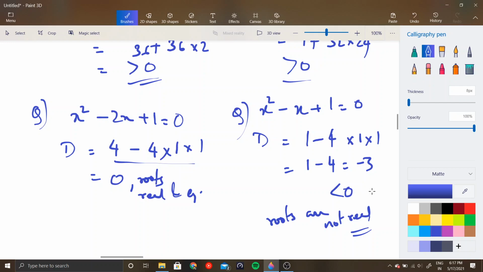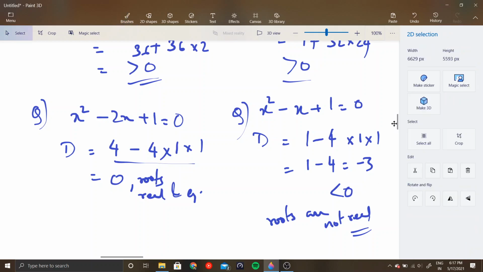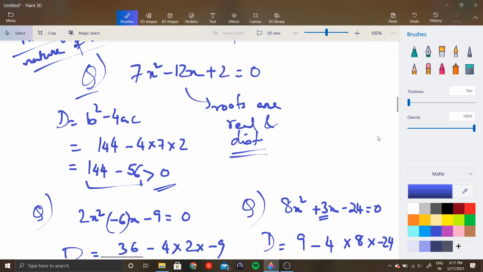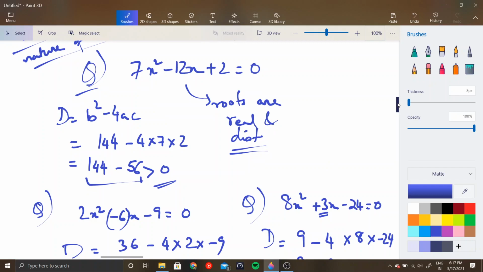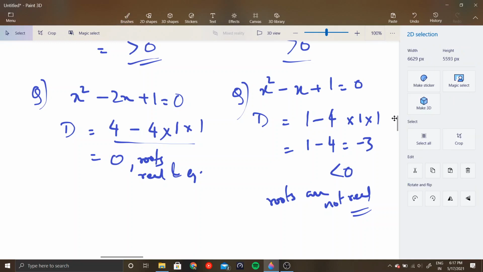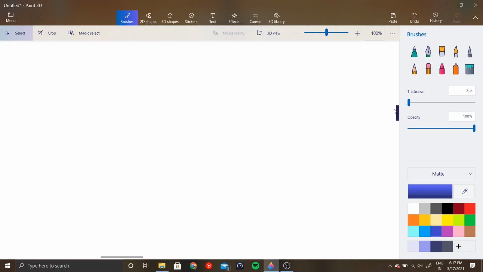Okay. So you have solved all the sums. So here you have looked into roots which are real and distinct. You have looked at roots which are real and equal, and you have looked at roots which are not real. Okay. So we have basically covered all the cases. Right. Now let's look at a complicated problem based on this concept.